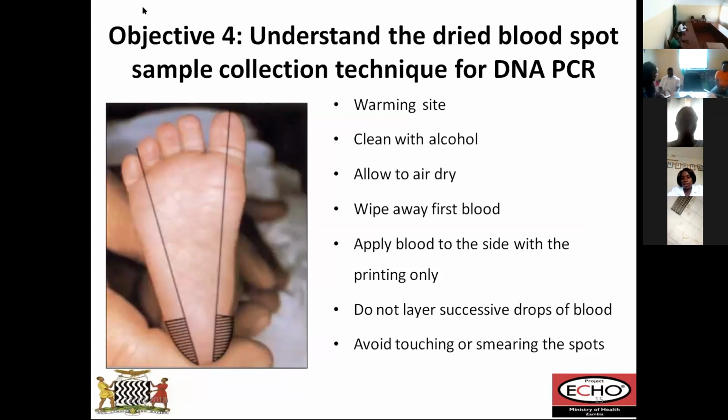And you clean the site with alcohol, allow the area to dry so that it's not wet. If you have some wetness from the spirit, you can get some spoiled blood spots where you have all those yellow rings showing. You may need to wipe away the first drop of blood.